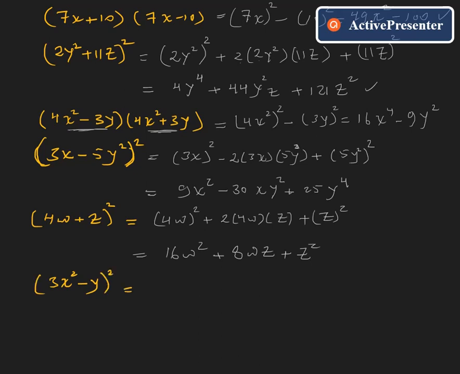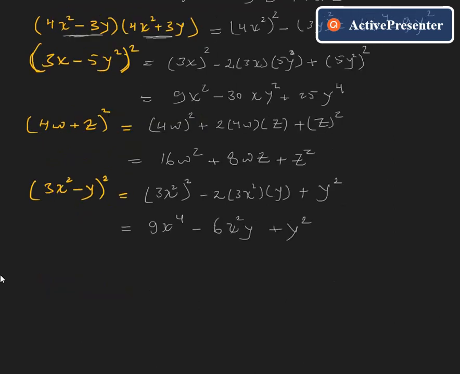Another question, if it comes like (3x squared minus y) all to the power 2, this is equal to what? The first element square should be (3x squared) all squared minus 2 multiplied in the first element multiplied in the second element plus the second element square, which is y squared. So this is equal to 9x to the power 4 minus 6x squared y plus y squared.